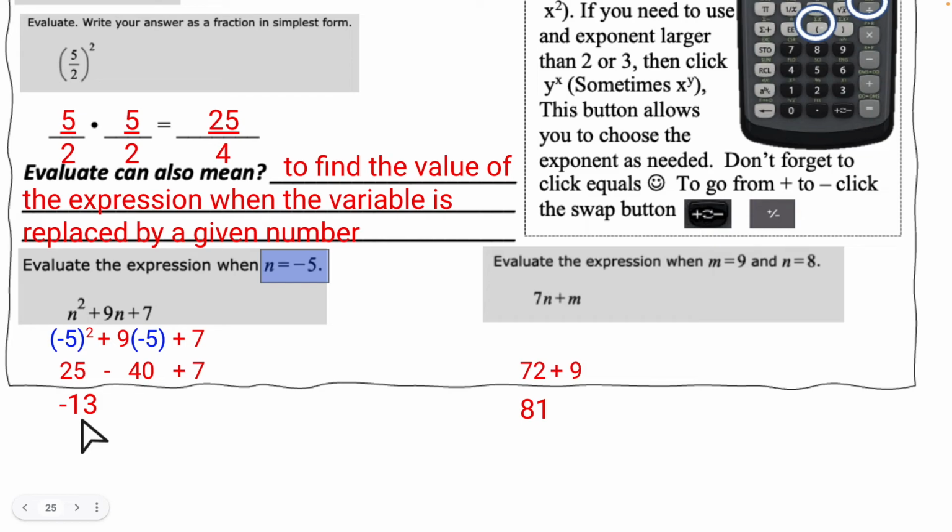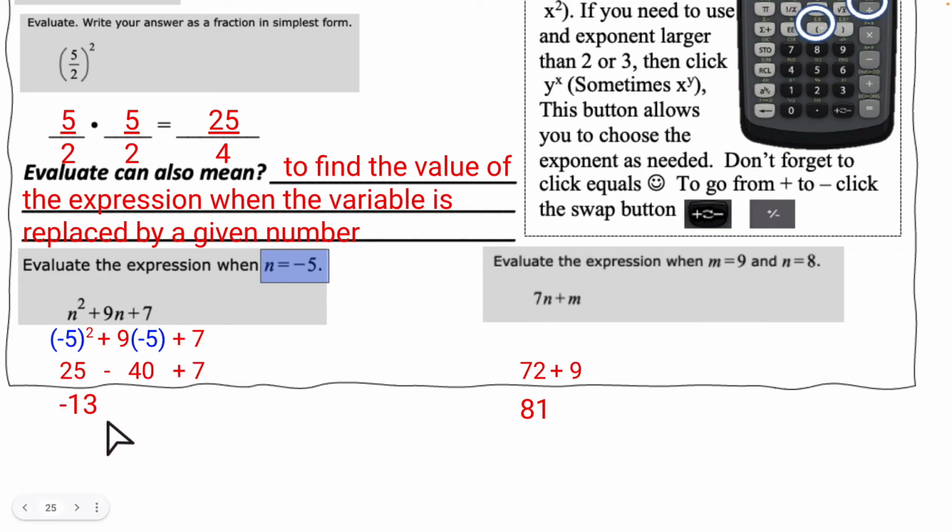Because this is going to be a negative, 40 is much bigger than 25, and it is being subtracted from it. So we're going to end up with a negative number here, and then we're going to make that negative number a little smaller by adding 7 back to it. So with that one, we end up with a negative here. So we've evaluated this expression.